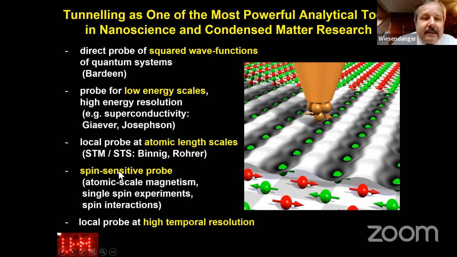And I've shown you in this talk that we can even combine it with a spin degree of freedom, allowing actually access to atomic scale magnetism, single spin experiments, and even spin interactions at the fundamental atomic level. More recently, I didn't have time to go into that, we have even shown, and other groups have also shown and published work in this field, you can even combine it with very high temporal resolution to have access to the intrinsic dynamics of atomic, molecular, and nanoscale systems.